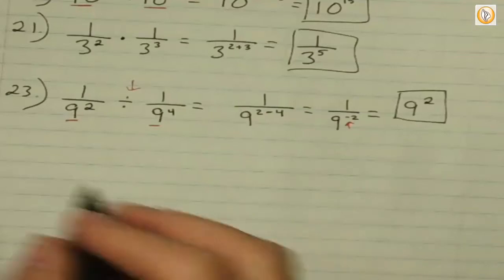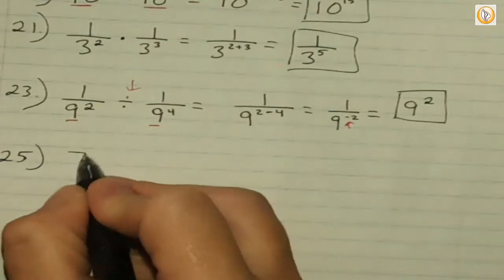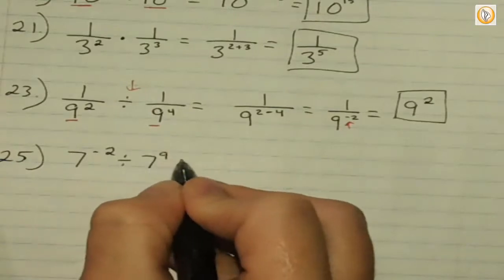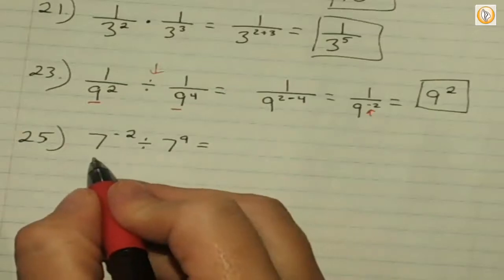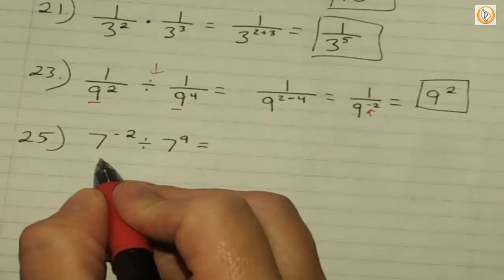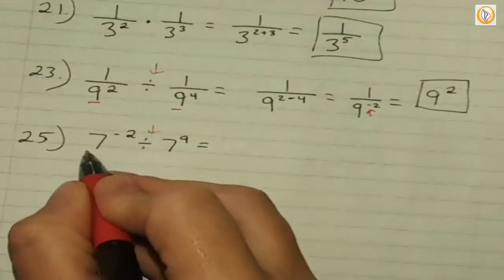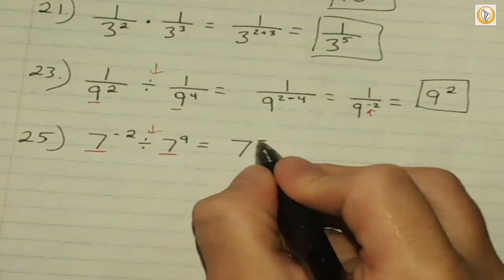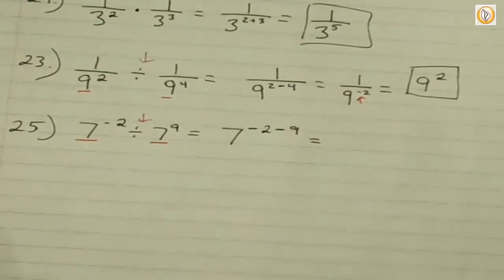All right. 25. Seven to the -2 power divided by 7 to the 9th power. How do I solve this? You're going to subtract 9 and 7. Or 2 and 9. Okay. Why are you subtracting? Because you're dividing, and the bases are the same. Okay. So it's written, boys and girls, as 7 to the -2 minus 9. So what do I get?